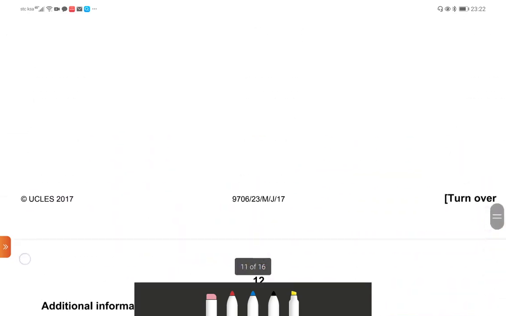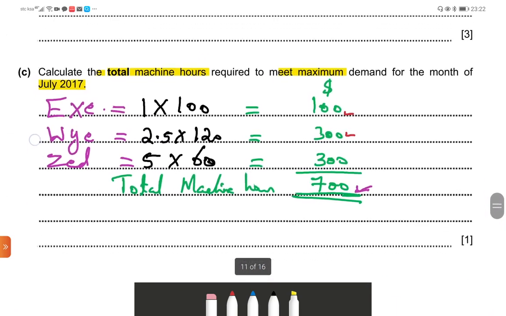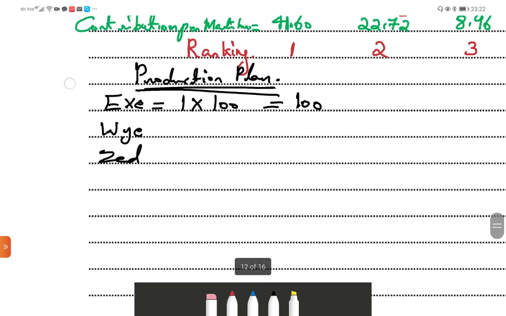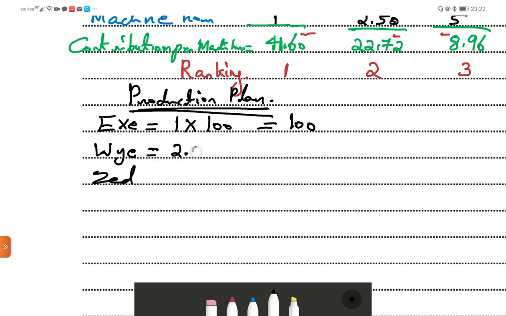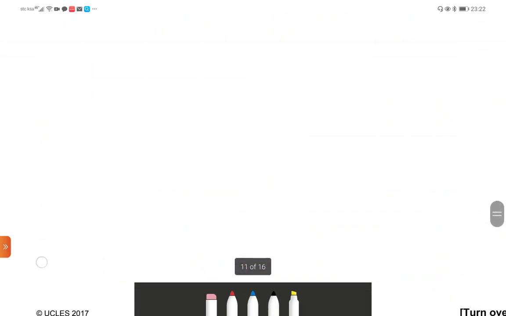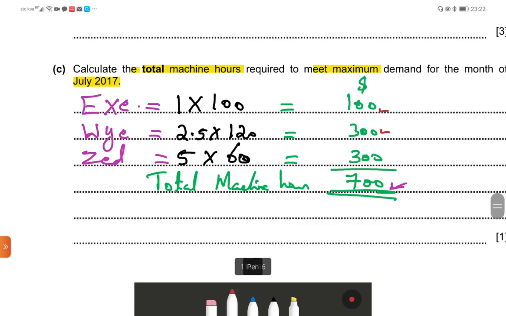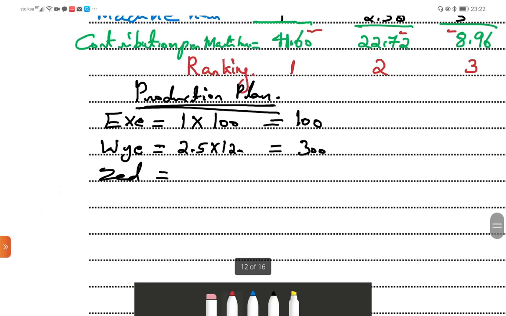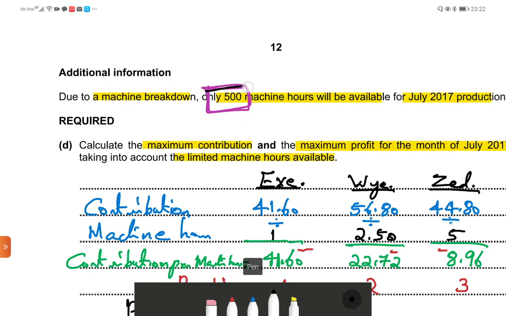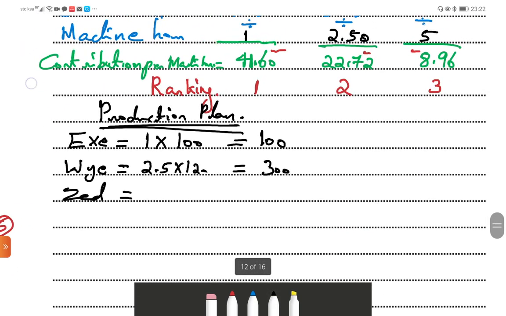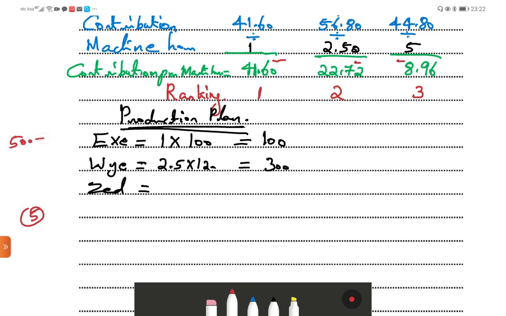Y, how much it was? 2.5 multiply 120 is equal to 300. But Z we need again 300. Here Z machine hours per unit we need 5. But here the available machine hours, how much was it? The available machine hours are given 500. So here 500 minus 100 plus 300, then 400, only 100 is the balance. By using this 100 only we can give to product Z.